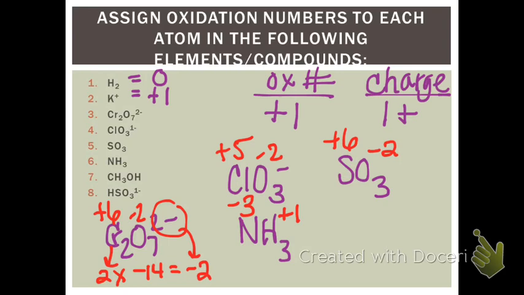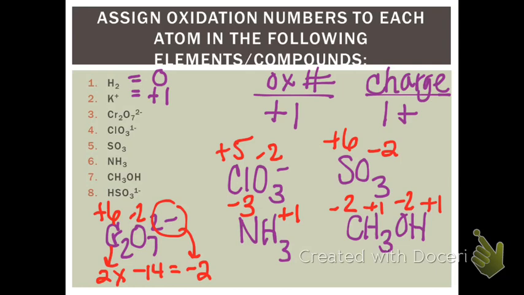And the next one, CH3OH. We know O is -2. We also know that each H is +1. However, there are 4 H's. So right now, if you add up the H's and the O, +4 and -2 will total to +2. And the C is going to have to be -2 to total to 0.